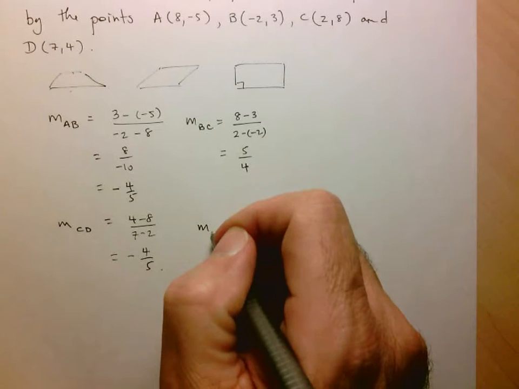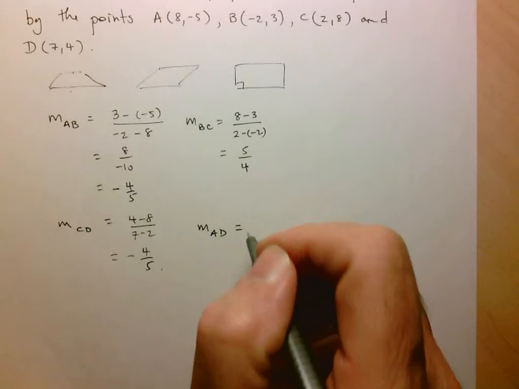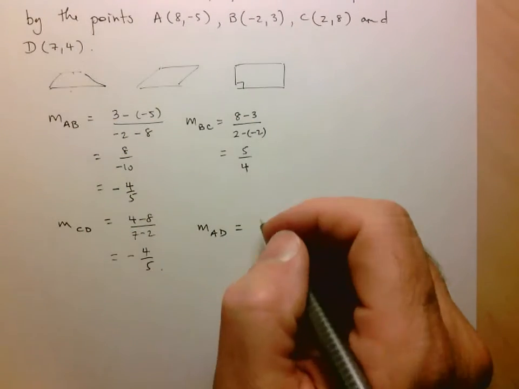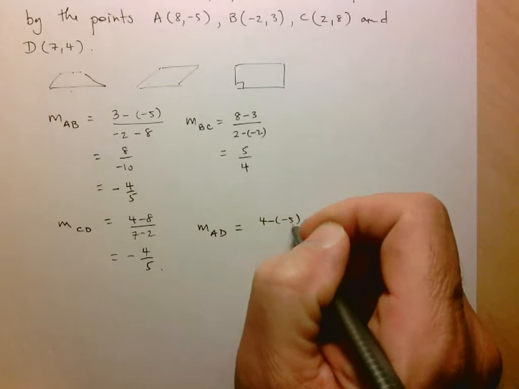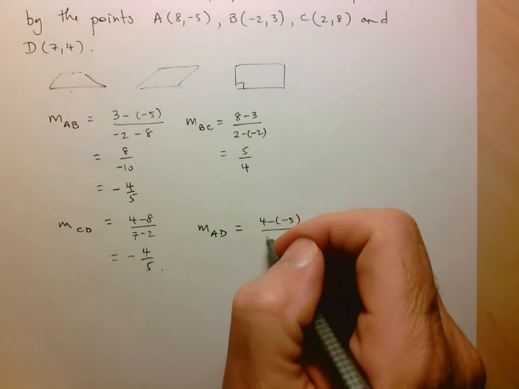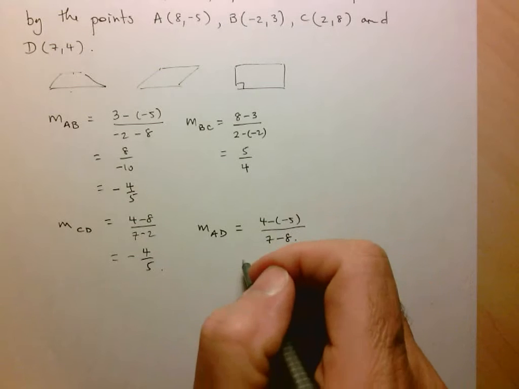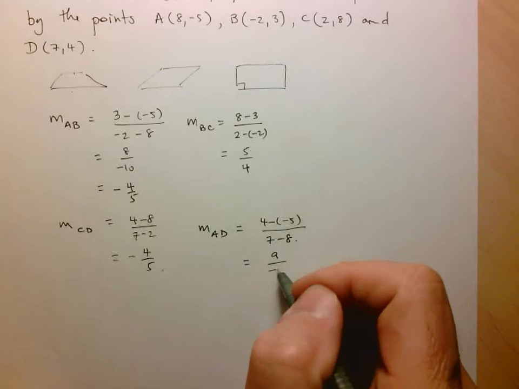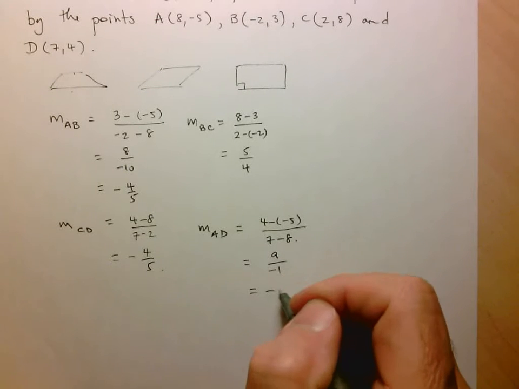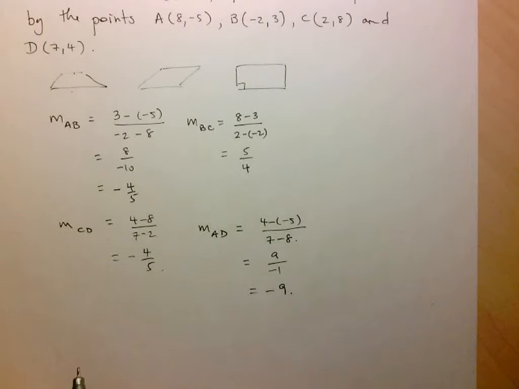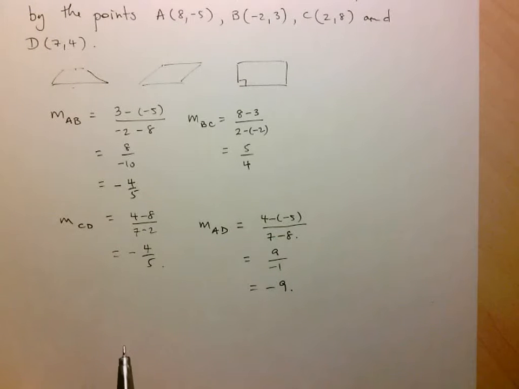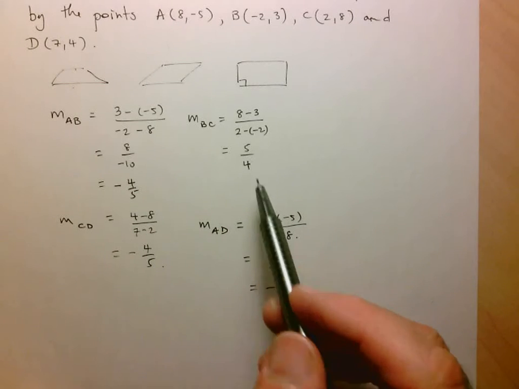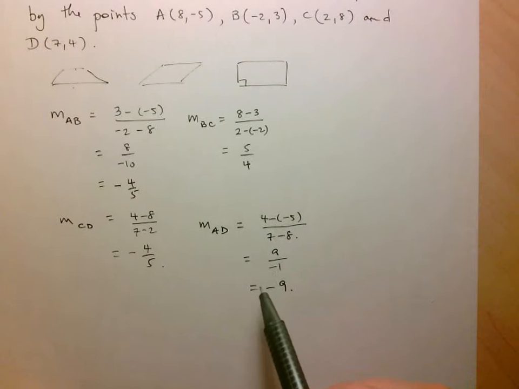Now let's find AD. So y2 minus y1, so 4 minus negative 5 over 7 minus 8. Here we have 4 minus negative 5 is 9 over 7 minus 8 is negative 1, and that just gives us negative 9. And that's where my initial conjecture falls apart, because while these two opposite sides are parallel, those two opposite sides are not parallel.